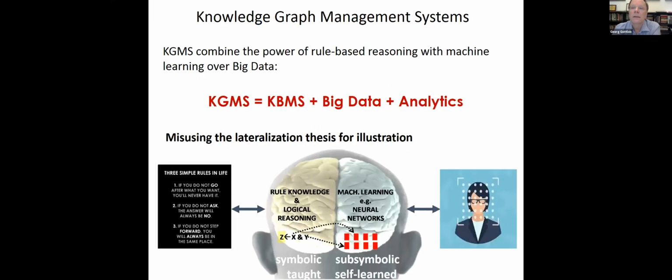Okay. Now, what is for me a knowledge graph management system, or what should it actually be? It's a knowledge-based management system plus big data. It must be able to handle big data, and it also must do analytics and machine learning. And in a certain sense, let me just misuse the so-called brain lateralization thesis for illustration. We all know it's not very clear, but there is something to it. If you speak to neuroscientists, the right part of the brain works more like machine learning and neural networks and recognizing, and that's why it's so good in pattern recognition.